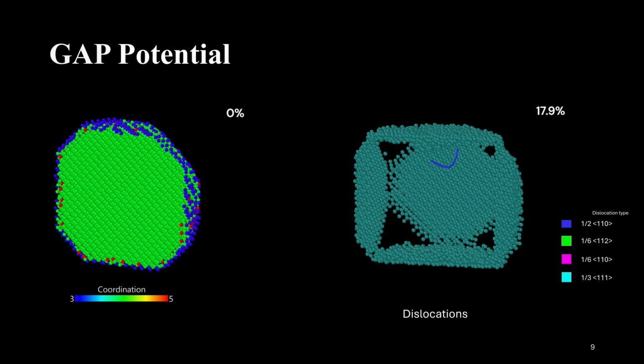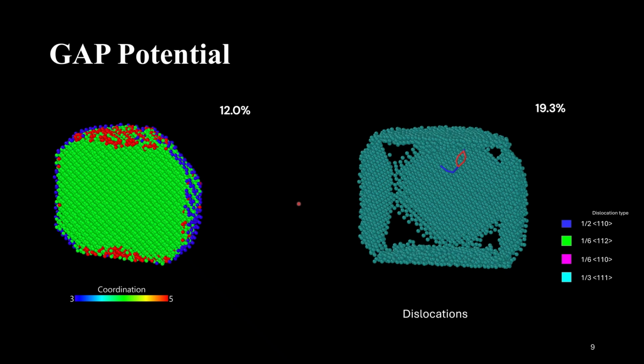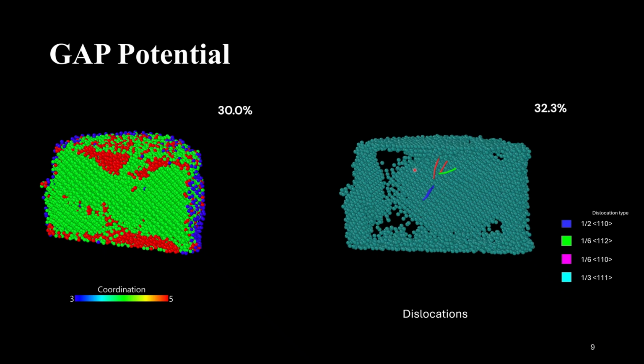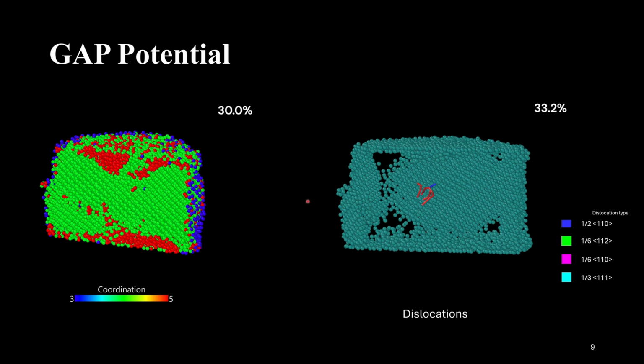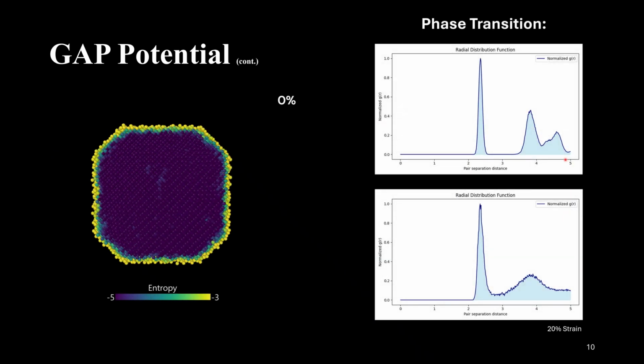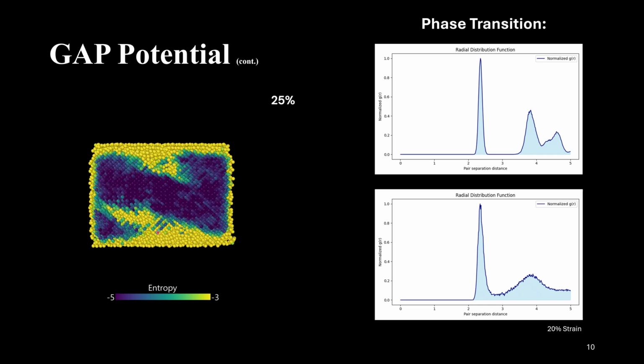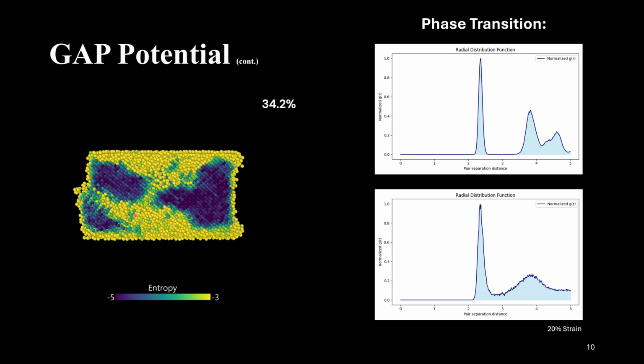Looking at the GAP, we can see the coordination analysis shows us that a phase transformation was indeed captured along with the dislocations. So taking a deeper look into the phase transformations like we did for Tersoff, we can see the same general RDF transition. And there's a really interesting thing here where you can see the increase in very high entropy atoms, which means that the atoms are more disordered.